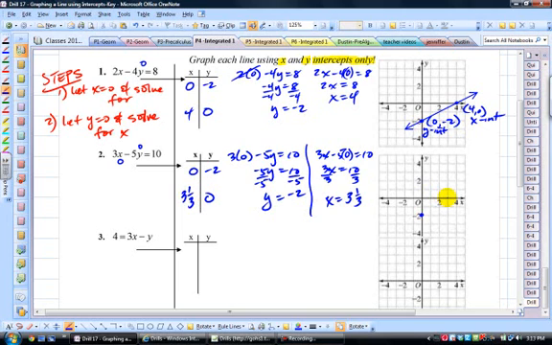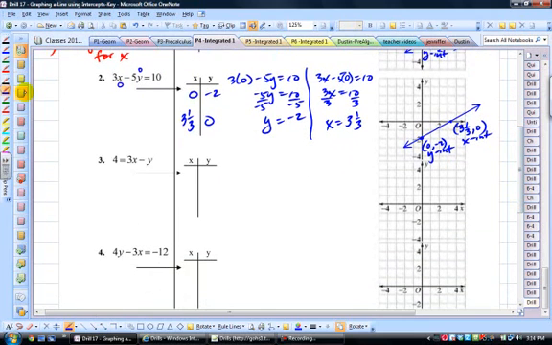So I go right 3, and let me see, 3 1/3 is between 3 and 4. I'm going to approximate it right about here. That's about 3 1/3. So I get 3 1/3, comma 0 as my x-intercept. I get 0 comma negative 2 for my y-intercept. Alright, I graph them, meaning I grab my straight edge and I go ahead and graph the line. Alright, let's try another one.